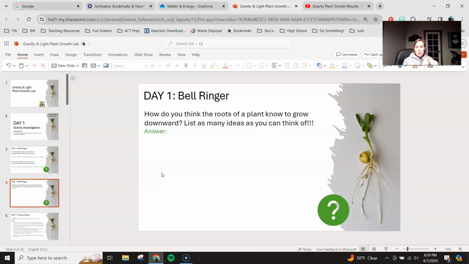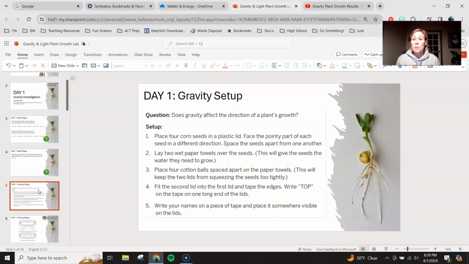Okay, considering this is the gravity investigation of the Gravity and Light Plant Growth Lab. So let's take a look at gravity. What we're going to do is take all those other things we just talked about in our brainstorming and say, hey, we're going to make those all the same. We're going to eliminate sunlight. We're going to give the same amount of water. There's not going to be any soil, so we're not going to consider nutrients, things like that. So we're going to isolate just to see if gravity can pull our roots down and cause them to grow downward.